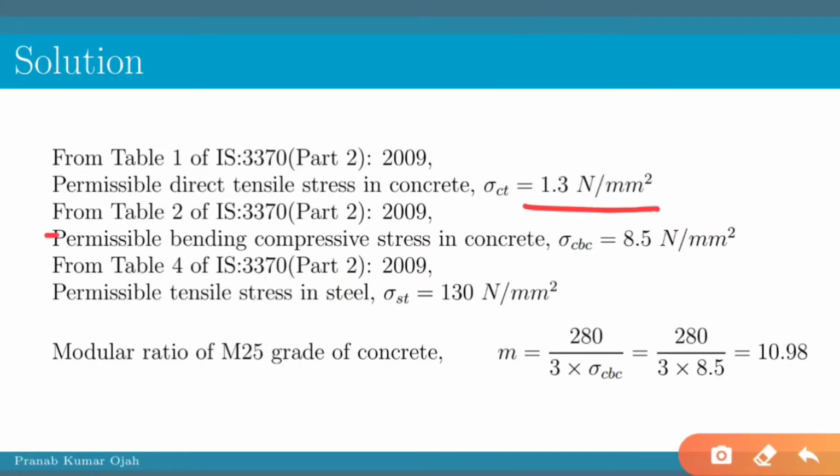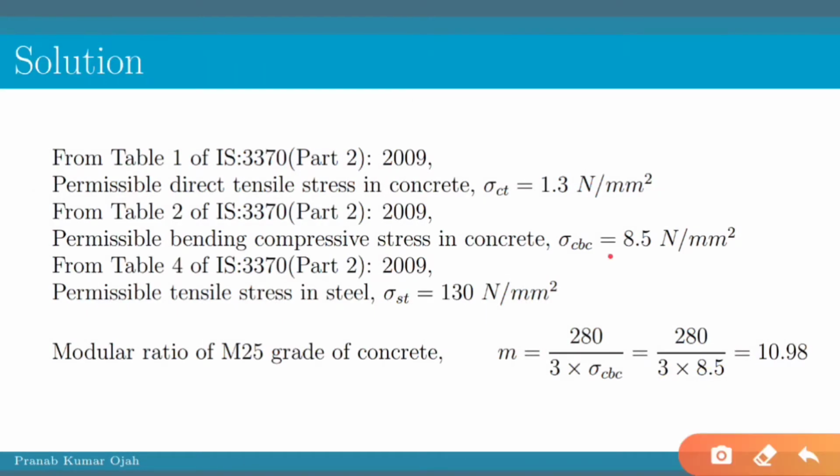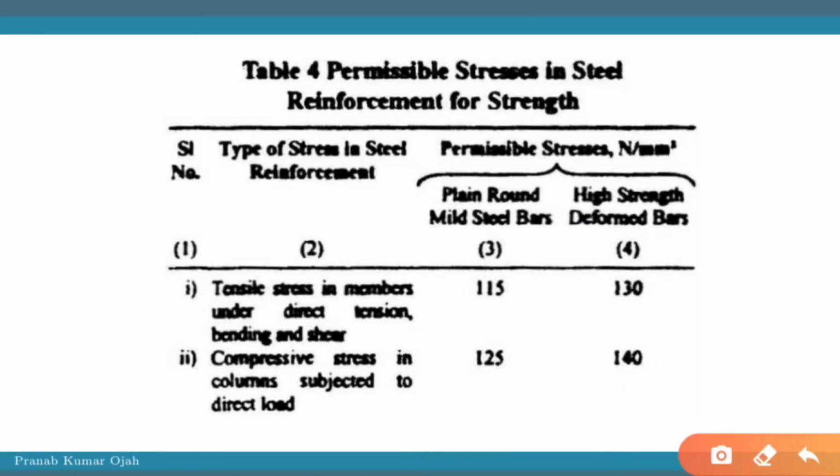Then from Table 2 of IS 3370 Part 2, 2009. So this is Table 2, permissible stresses in concrete. So the permissible stress in compression for bending for M25 grade of concrete is 8.5 Newton per mm square, which is noted down here. Then again from Table number 4 of IS 3370 Part 2, 2009. This is Table number 4.